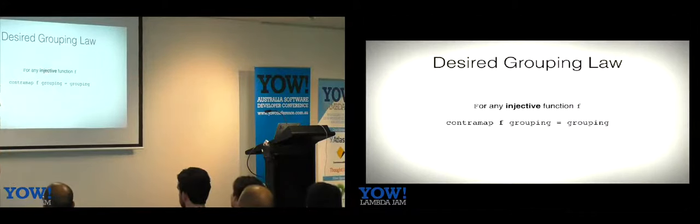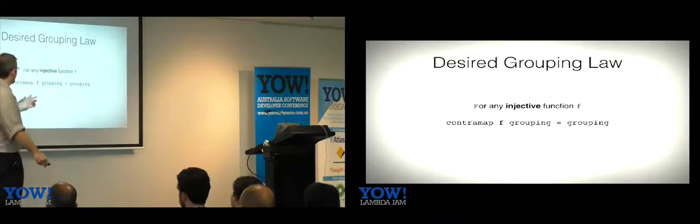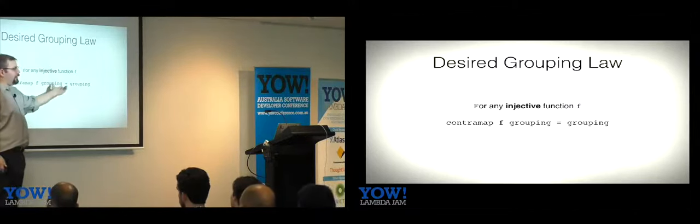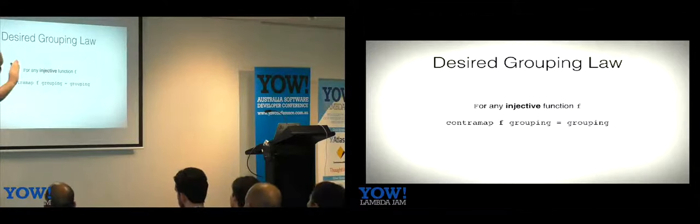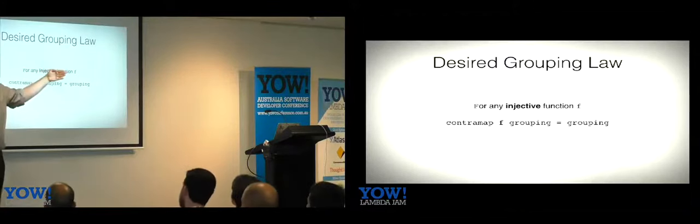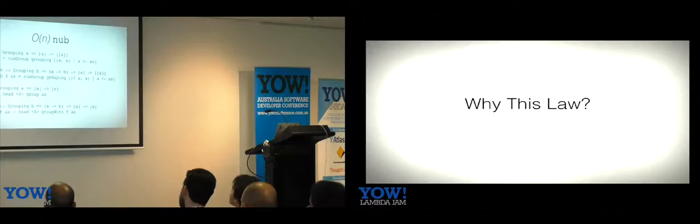If you give me any injective function, then contramapping that function over grouping should just give you the same grouping. So what I want to do is give you back the equivalence classes in the order in which I find them, the order in which I find the first inhabitant of the equivalence class in your input, not in any order that is determined by the elements themselves. So I'm not sorting your data. I'm using your data to discriminate whether or not two things are equal, and then I'm giving you back your equivalence classes in order, in the order that I encounter them. So why this law?